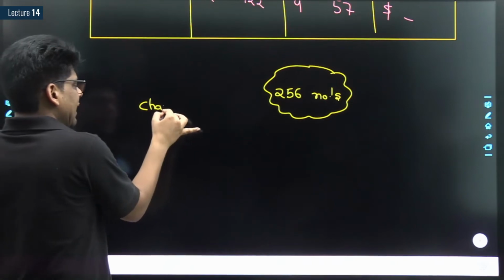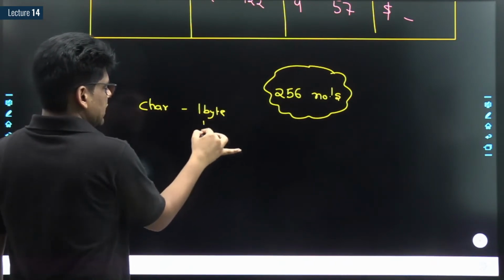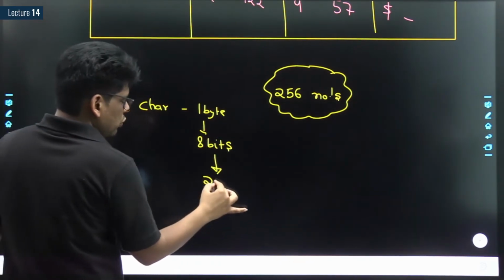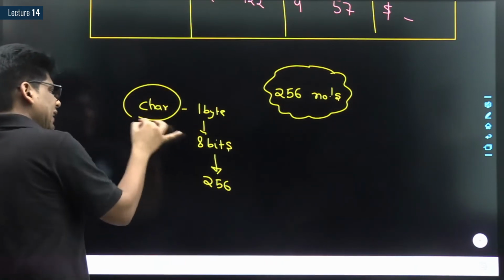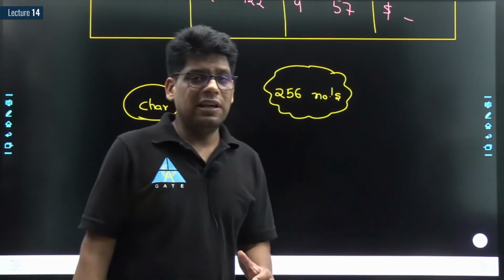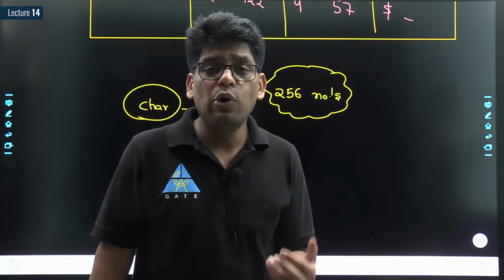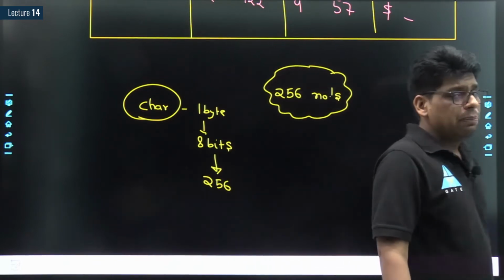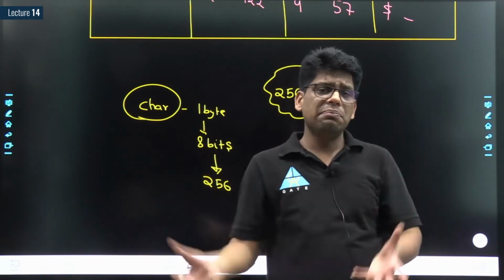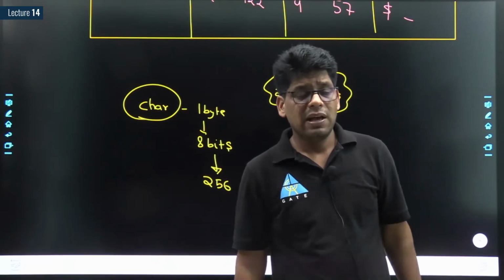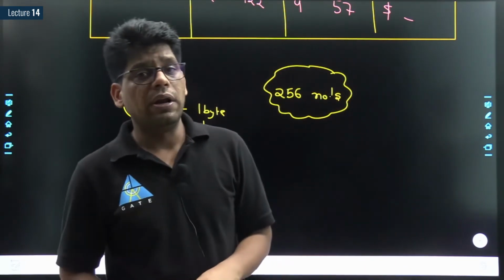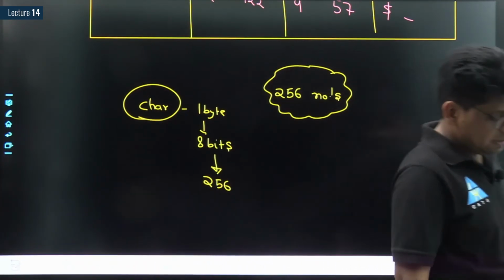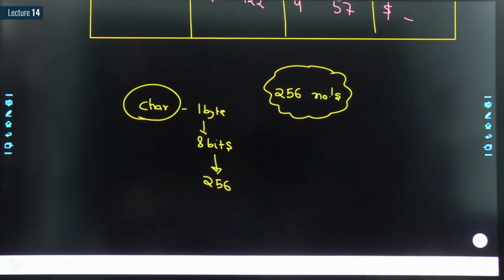What is the size of char? 1 byte, which is nothing but 8 bits. How many numbers can I generate with 8 bits? 256. That is why the char data type is enough to hold one particular language, or to represent all the symbols present in one particular language. I am not talking about all the languages in this world, I am talking about one particular language. That is why a character in C is of 1 byte.